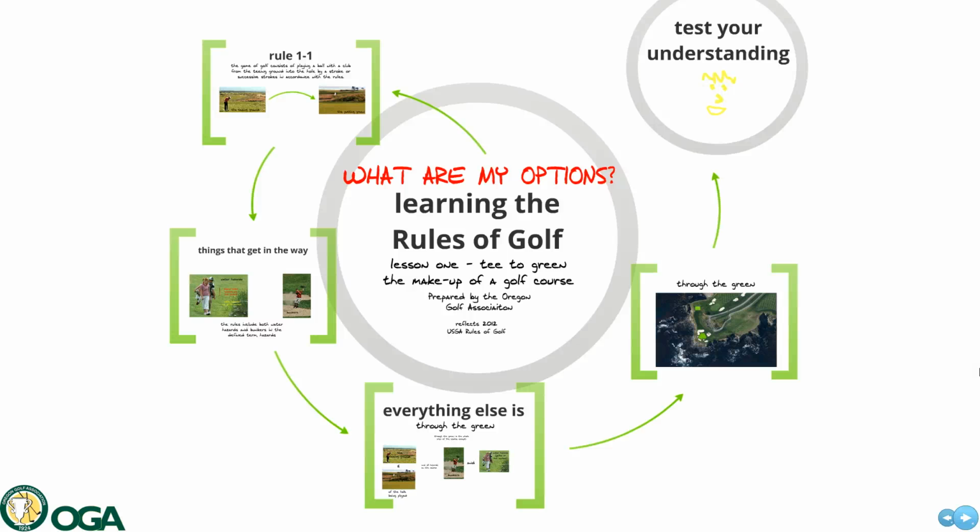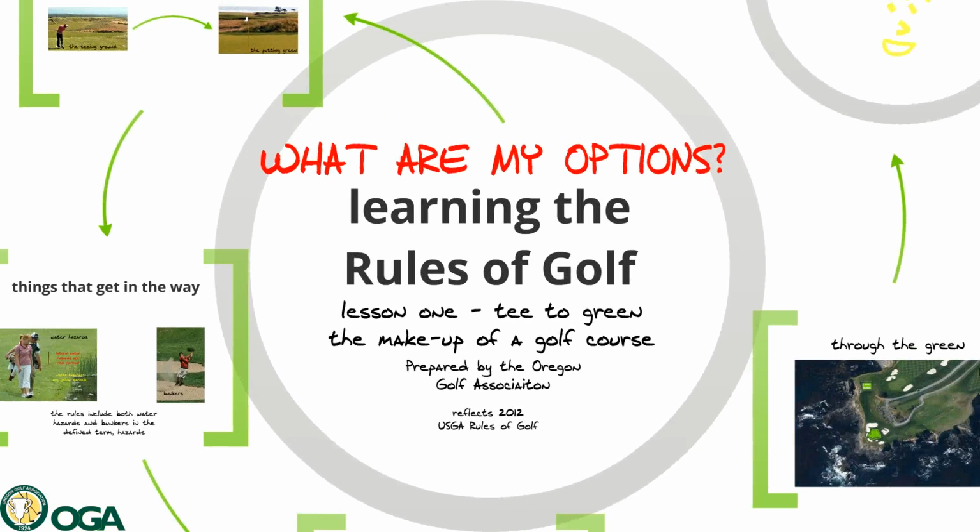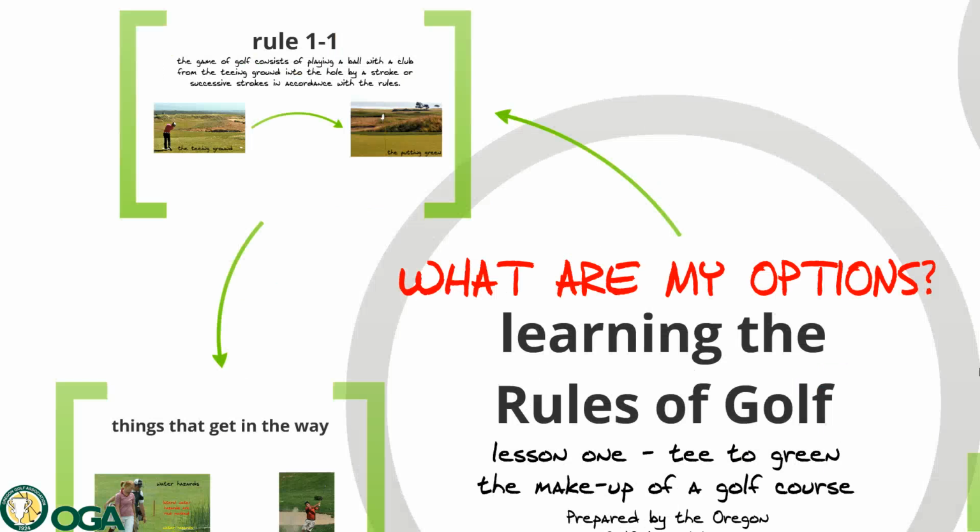What are my options? Learning the rules of golf. This is Lesson 1, Tee to Green. This lesson focuses on the makeup of the golf course, specifically the different parts that you'll see as you play the game. It's essential that you understand these parts for the relief rules and for the rules in general.